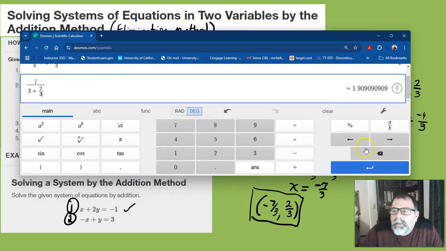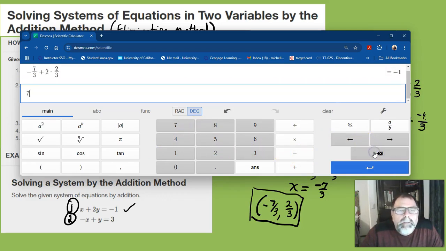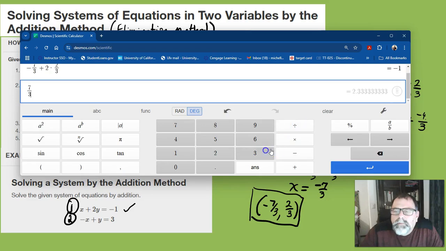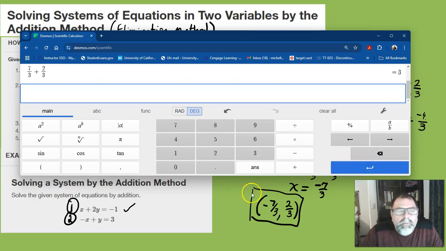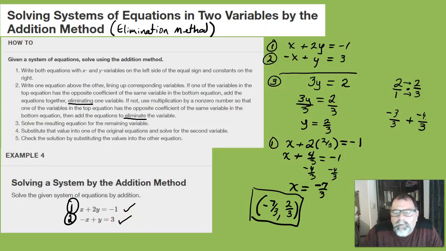Oops, got to pay attention to what I'm doing. So 7/3 plus 2/3, which would be 9/3, and 9/3 divided by 3, 9/3 reduces to 3. Right? Check. So even if you're not good at fractions, you just type it in a calculator and you're fine.